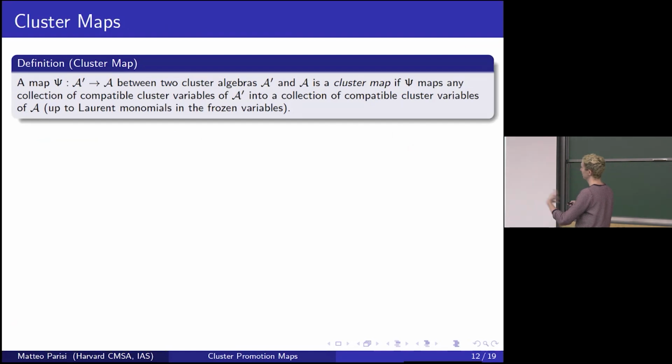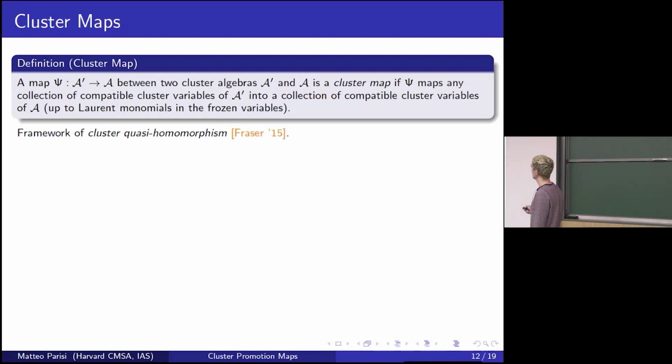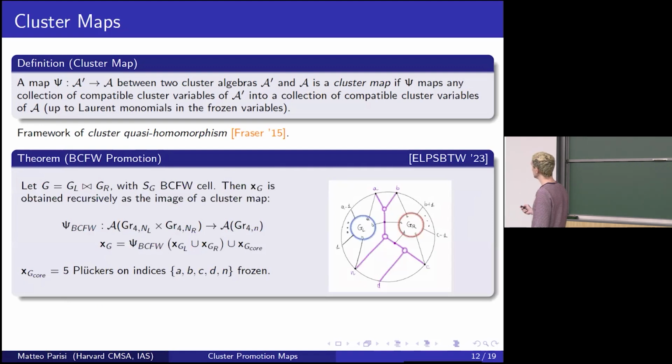So cluster algebras can be defined up to frozens, and there are always going to be some frozen variables that can be factored out from this map. This basically summarizes, informally, the framework of cluster quasi-homomorphism by Fraser in 2015. And indeed, that's how we proved our description of BCFW cells in the amplituhedron.